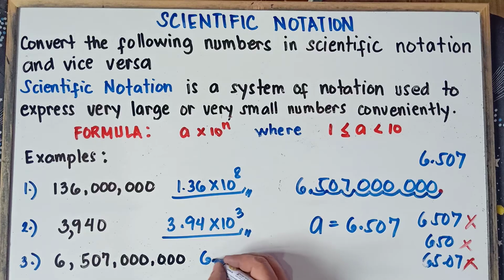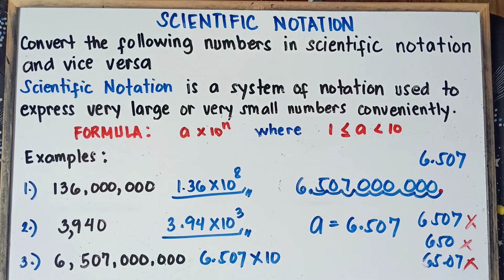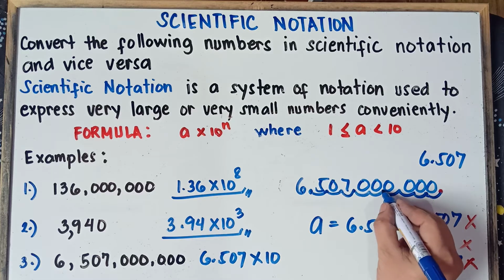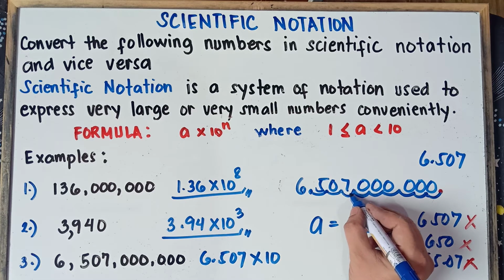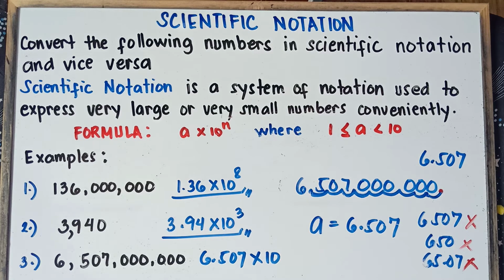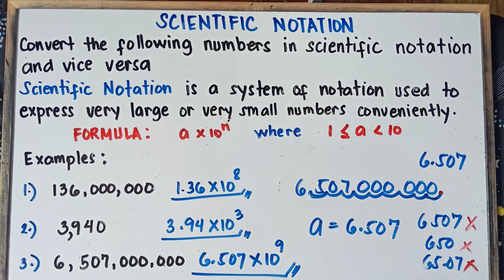Alright, so copy the formula. A, that would be 6.507. Copy times 10. Let's count the number of decimal places you move from right to left. So 1, 2, 3, 4, 5, 6, 7, 8, 9. So therefore, we move right to left 9 times. So therefore, our answer there would be positive 9. Because we're dealing with very large numbers, and then we convert this one into scientific notation. That's it, class. That's the answer with regards to example number 3.